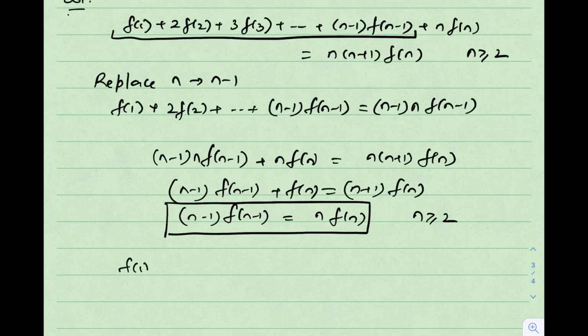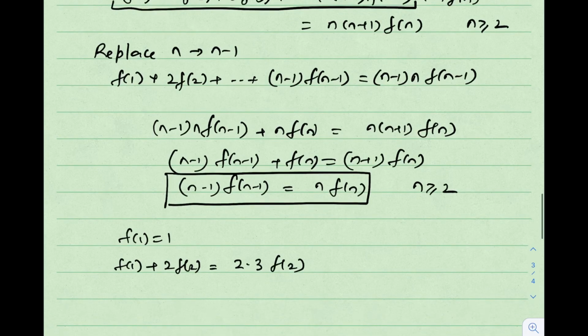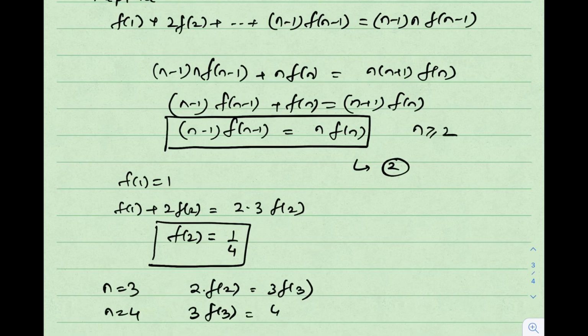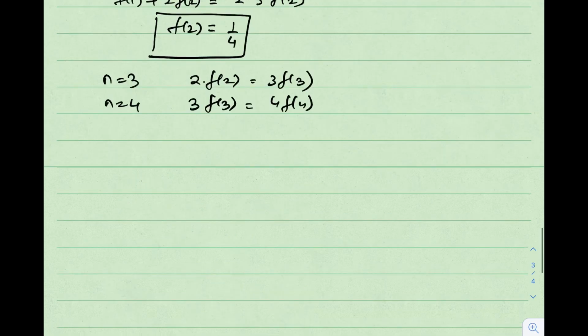It is given that f1 is equal to 1. Now if I want to find f2, I will use the original equation. The original equation is f1 plus 2 times f2 is equal to 2 into 3 into f2, which gives us f2 is equal to 1 by 4. Now using the second equation, we can write for n equal to 3, 2 times f2 will be equal to 3 times f3. If I put n equal to 4, we will get 3 times f3 equal to 4 times f4.